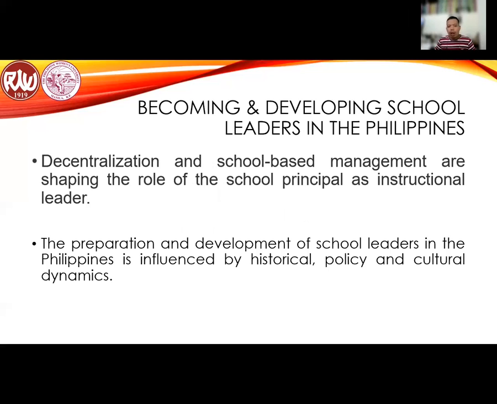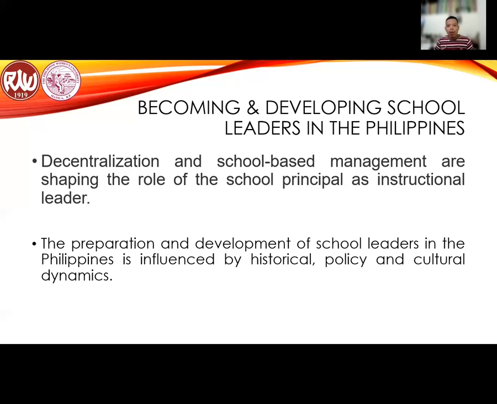The preparation and development of school leaders in the Philippines is actually influenced by historical, policy, and cultural dynamics. And these are manifest both in the path educators take to become principals, and in the way they develop and practice their skills once they are on the job. And this is according to Guzman in 2007. In the Philippines, the principal works in a complicated and interconnected historical, policy, and cultural milieu.